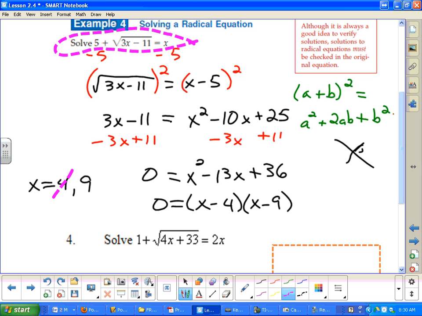So my only answer is 9. The x equals 9. Okay? So there we have an extraneous solution again. So you need to check them. And that's an easy check. Because here, this number is 5. If I add anything to 5, I'm going to get a number bigger than 5. So if I get an answer that's less than 5, it doesn't work.